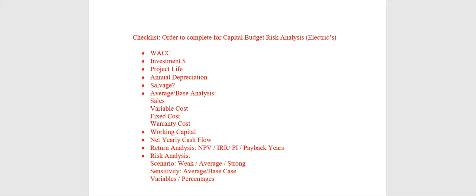I have posted a checklist for that case, the electrics case checklist. You should go through this list one after another and find the appropriate areas required. Once you get through this, you'll be able to write your paper and answer the questions in the analysis I provided: the WACC, the dollar amount of the investment, the project life. Some of this is right in the case, just by reading it. Others you have to put together.